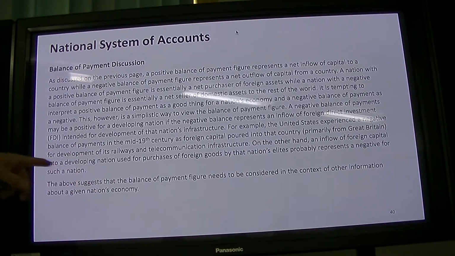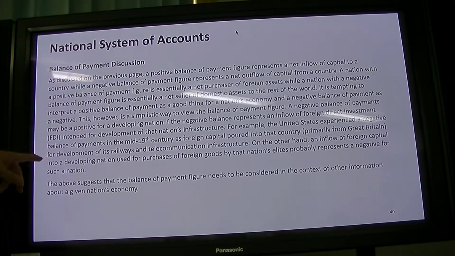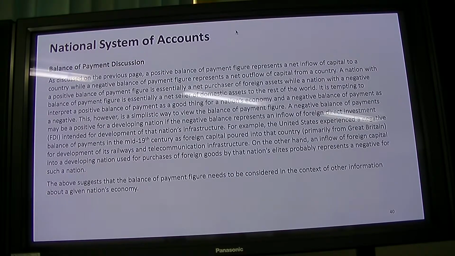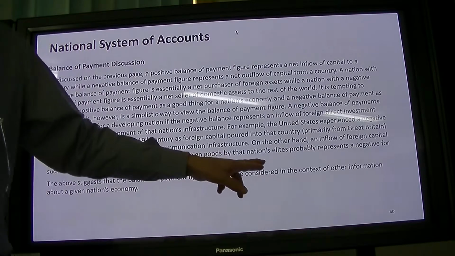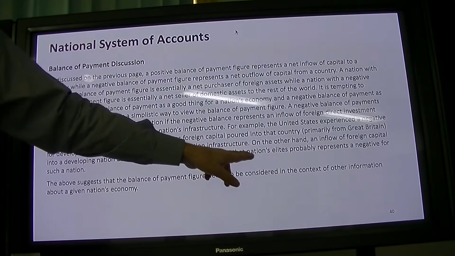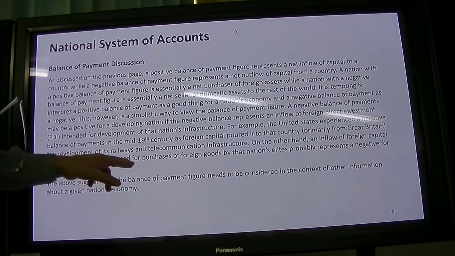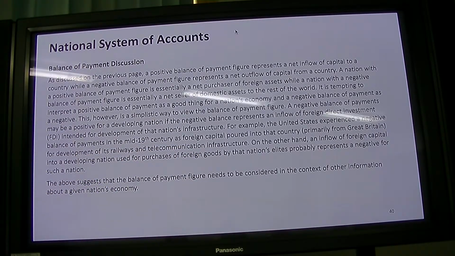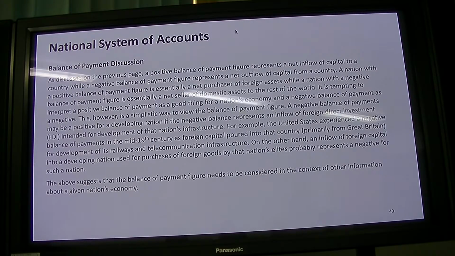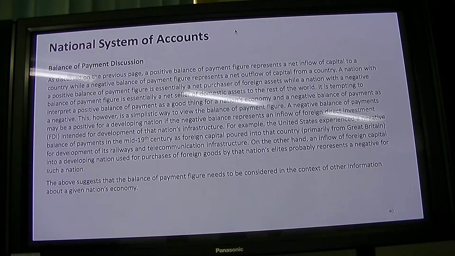But now, if you have a negative balance of payments for a developing nation, it could also mean that it's just importing capital. This happens in many African countries, where the balance of payments is negative because the elite are buying foreign goods for consumption, and it's not something that can make the average person more wealthy. It's basically an elite that's just consuming. So that happens as well.